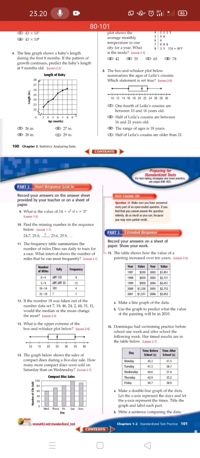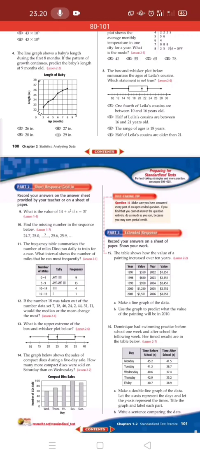Part 2. Short response. Record your answer on the answer sheet provided by your teacher or on a sheet of paper. 9. What is the value of 4x + 2 if x equals 3?